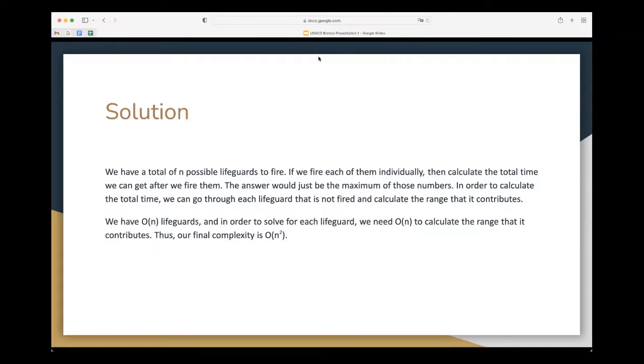So yeah, both solutions will easily pass in time, because if you think about it, N is only 100 and X is only 1000. So yeah, it'll easily pass in time. Does that make sense to everyone?